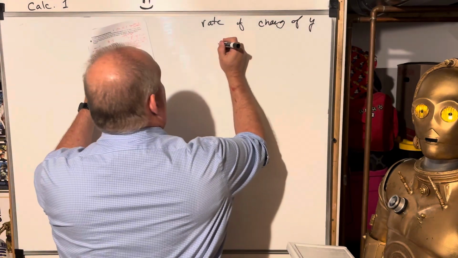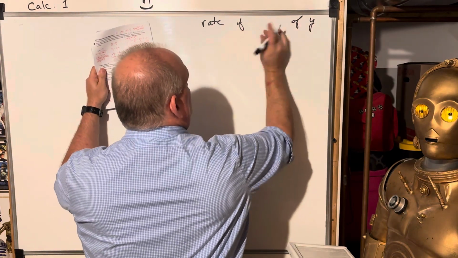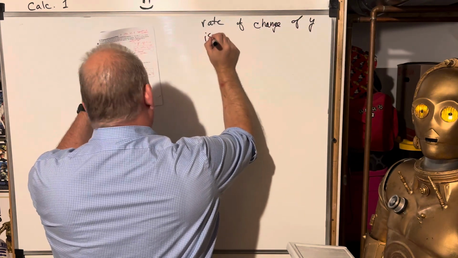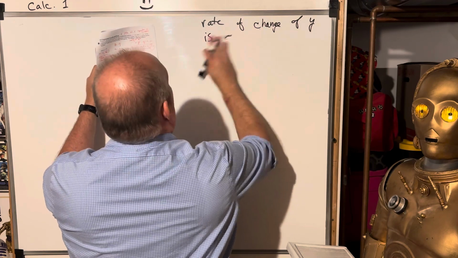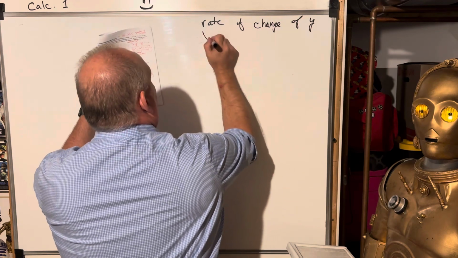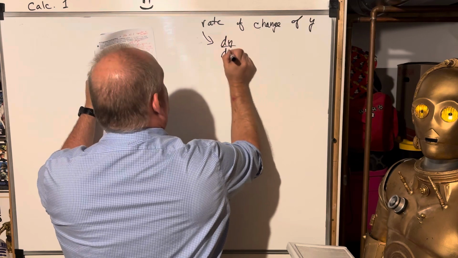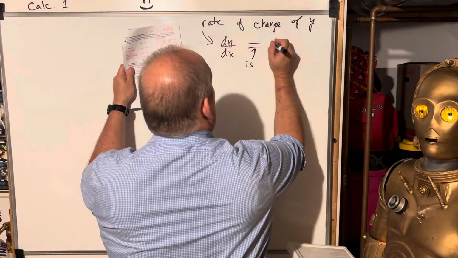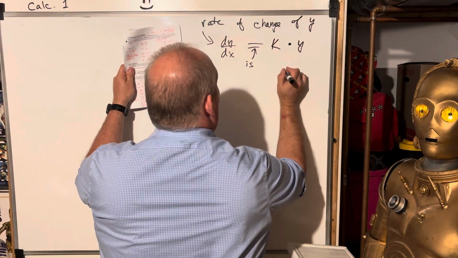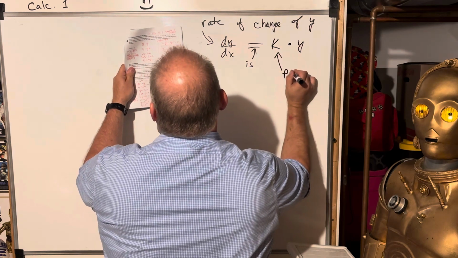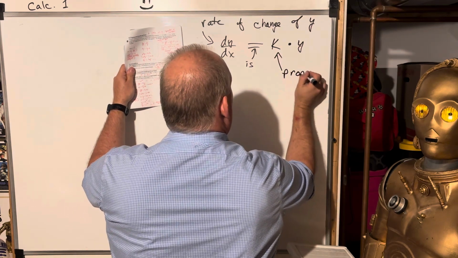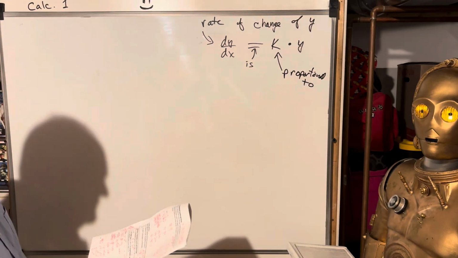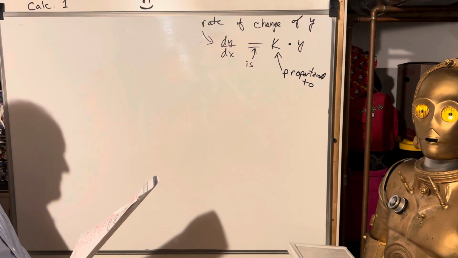So we've got the rate of change of y is, wait, nope, that's going to be dy dx. Is means equals, remember, is means equals. And then k is a constant, and then times y. So that is proportional to y. All right, and so what does that mean?